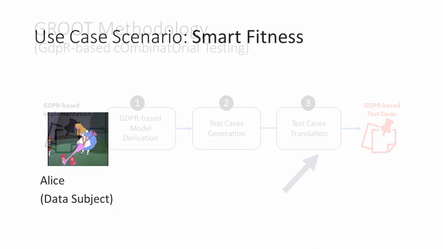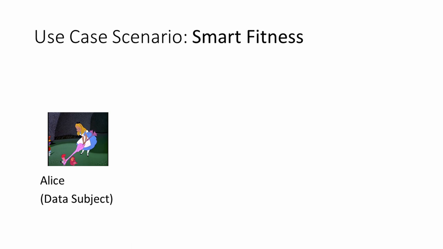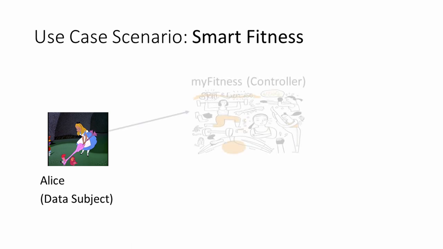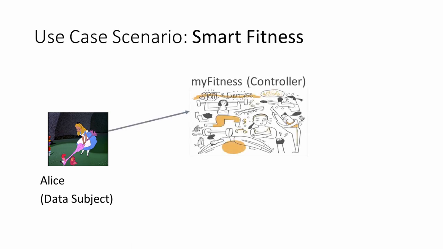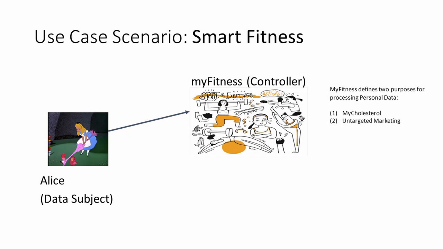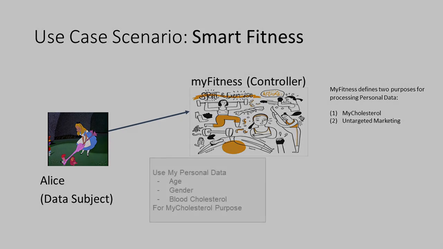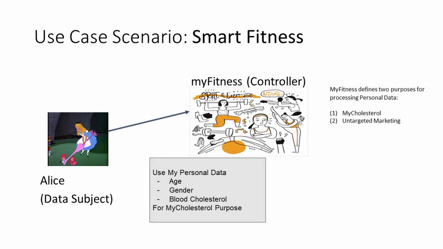In order to illustrate how GROOT works practically, we consider a realistic use case scenario, in which Alice, a data subject, wants to use a smart fitness application to monitor her daily activities through a customized application provided by a generic MyFitness company. In this case, two purposes, my cholesterol and untargeted marketing, each related to a specific data set of personal data, have been defined and performing specific actions. At the time of subscribing to the MyFitness application, Alice provided her personal data, such as email, age, gender, and blood cholesterol, and gave her consent to process her blood cholesterol for my cholesterol purpose.